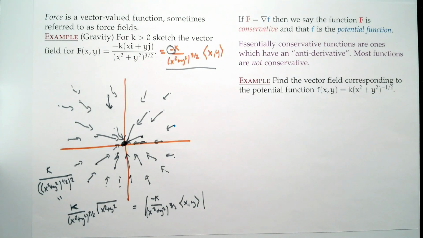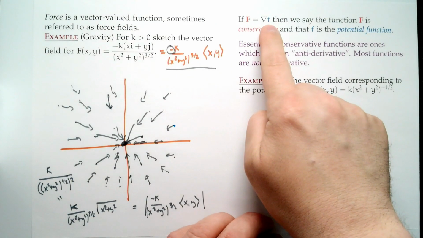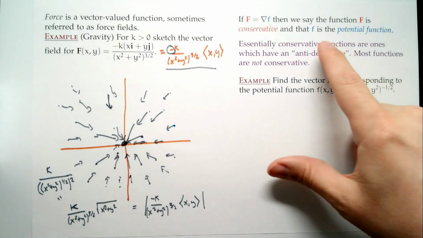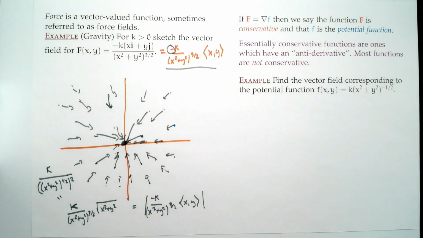Now, we have vector valued functions. There's a special case. We say if we have our vector valued function, and it just so happens to be the case that it's a gradient of some other function. So this f here, this is what we would call a scalar valued function, the type of function we've been working with for a long time now. Then we say that the original vector valued function, we call it conservative. And this potential function is this little f. We call that the potential function.